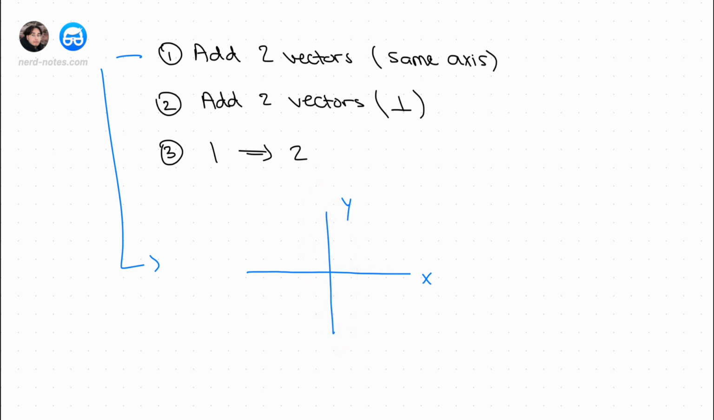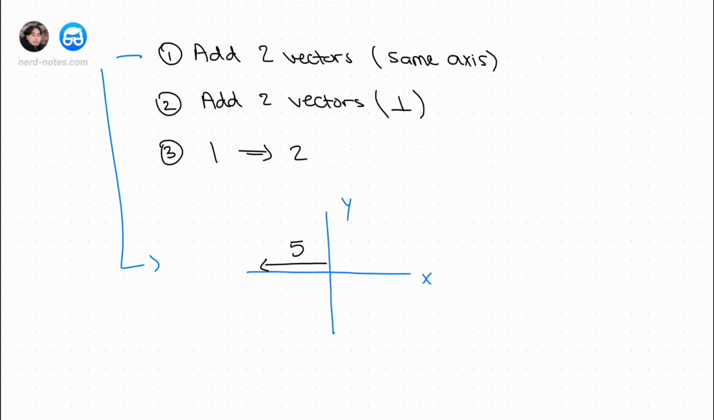Maybe we have two along the y-axis that are pointing in the same direction. Okay, again, as long as they lay along the same axis, we can go ahead and add them together. And so let's go ahead and do an example. Let's actually draw a vector here. Let's call this vector, let's call this 5.